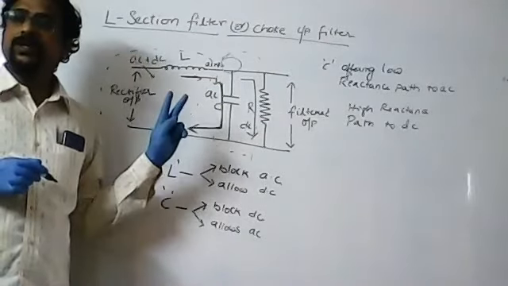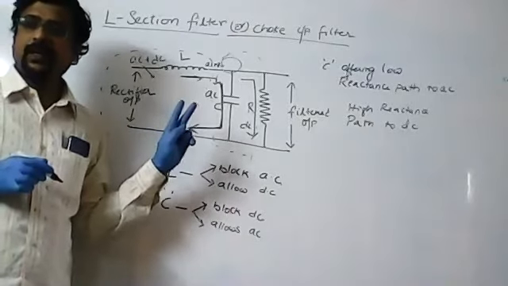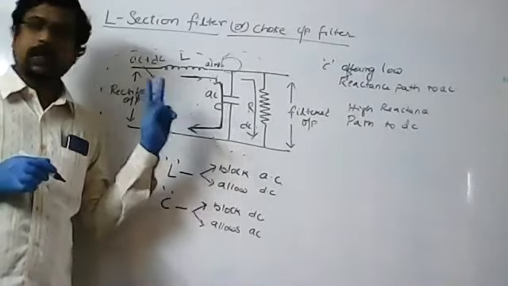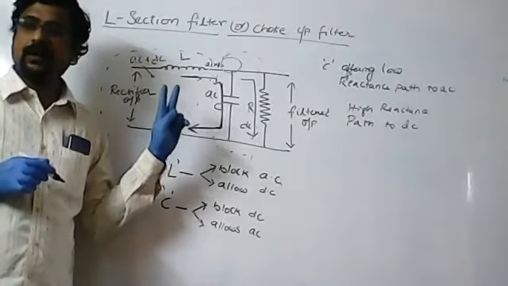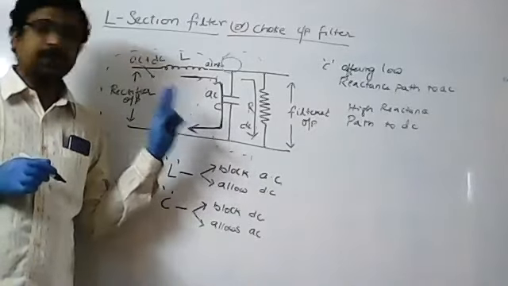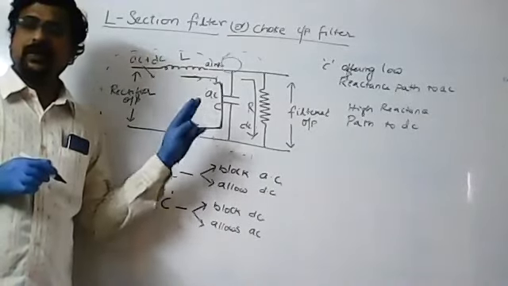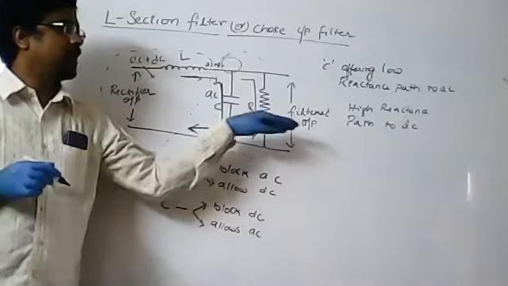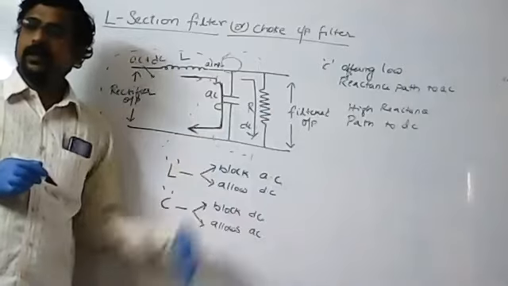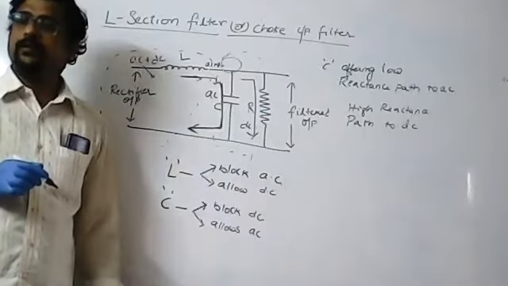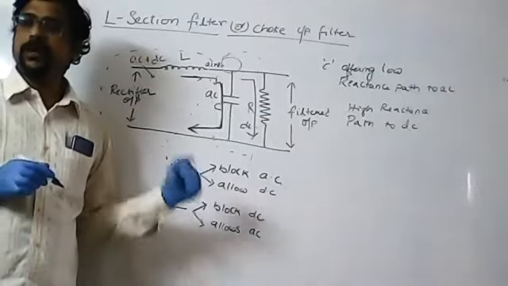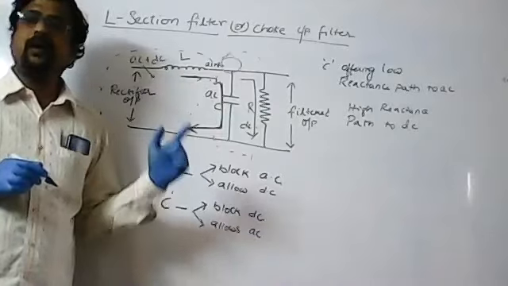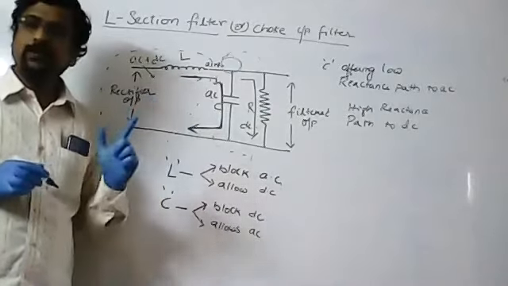Thus, the filtration in the L section filter is done two times. How many times is it done? It is done two times. Since the ripple, the AC components at the output of the L section filter, will be very much less compared to the series inductive filter or a shunt capacitive filter.